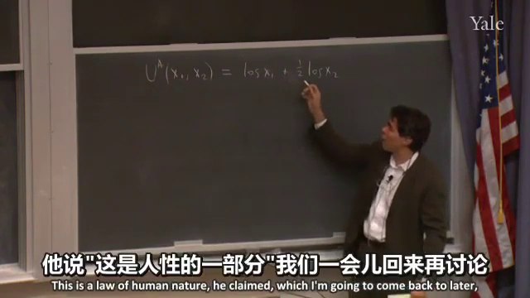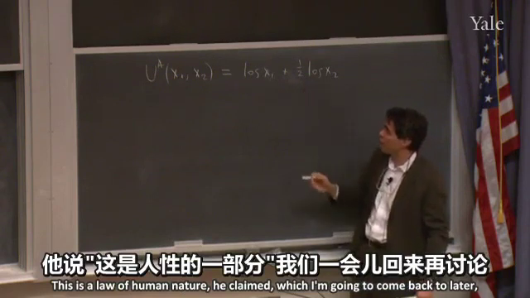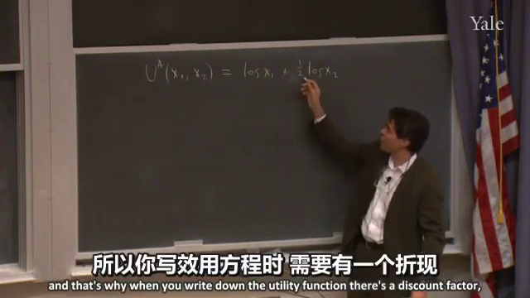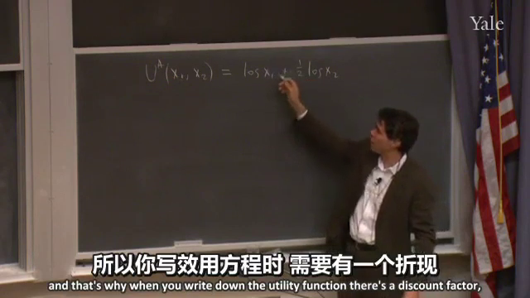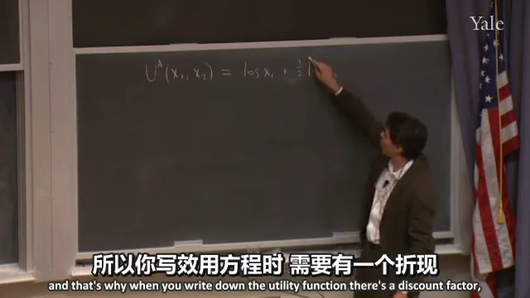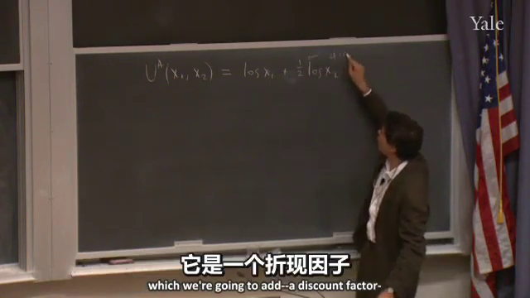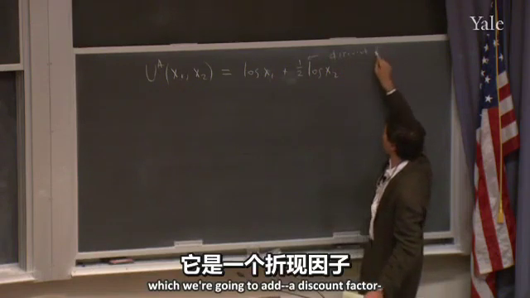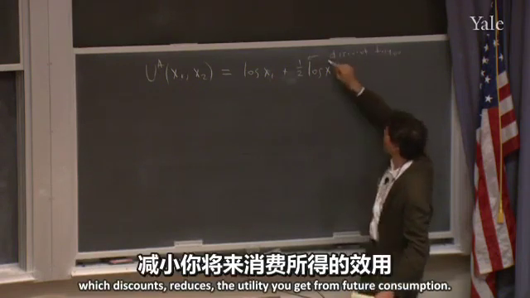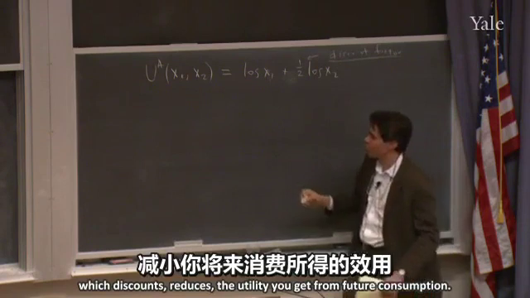This is a law of human nature, he claimed, which I'm going to come back to later, and that's why people, when you write down the utility function, there's a discount factor, which we're going to add, which discounts, reduces the utility you get from future consumption.